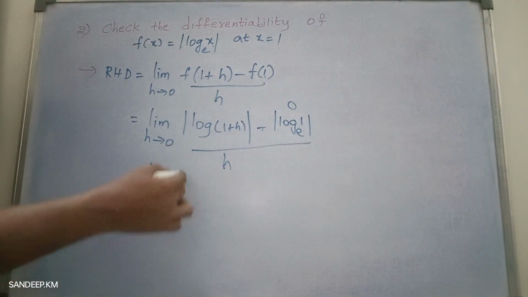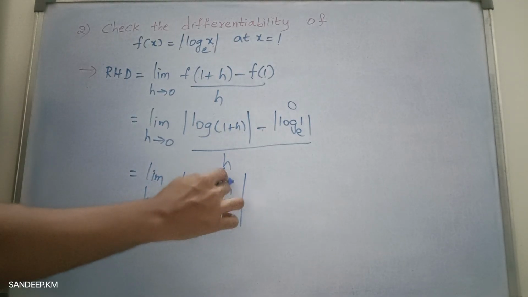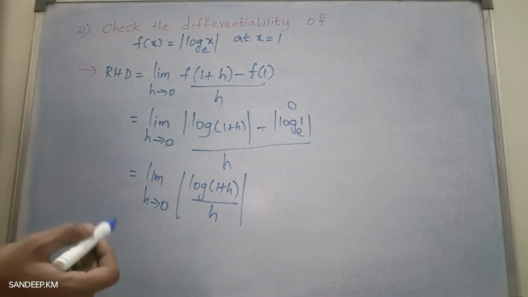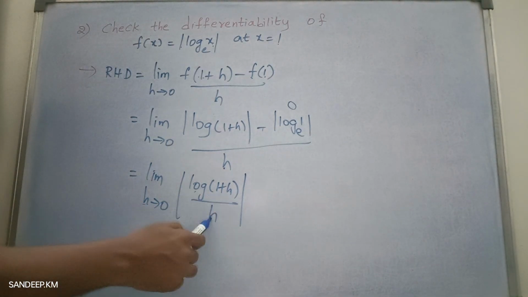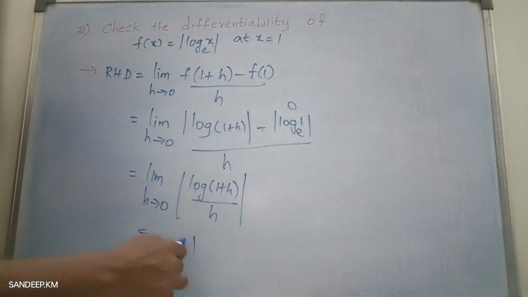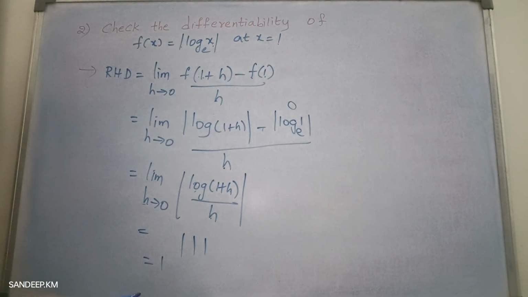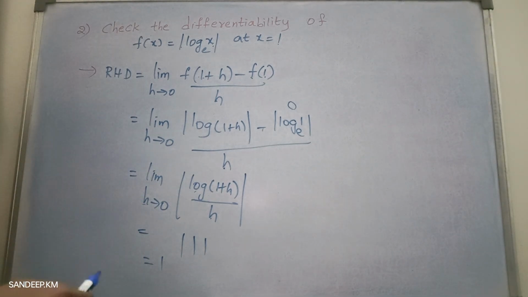And since h is positive, let me take the whole modulus of log of 1 plus h divided by h. Dear students, in logarithmic limits we already learned that when h approaches 0, log of 1 plus h divided by h is 1 with modulus. So the answer is 1. What answer? The right hand differentiability. You have found only the right hand differentiability, which is equal to 1.